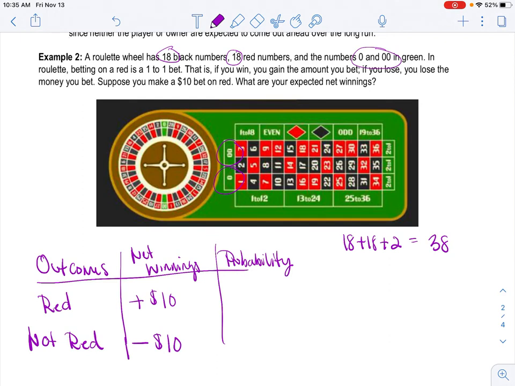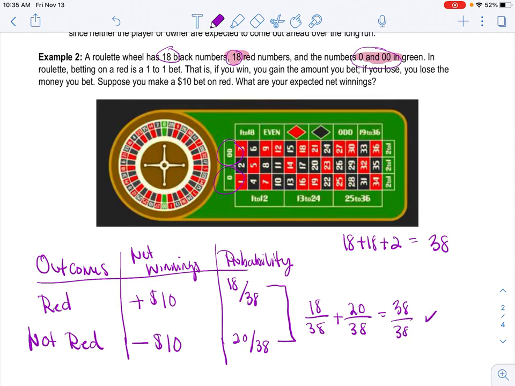Well, there are 18 ways we can land on red, so that's 18 out of 38. And not red is the 18 black and then these 2 greens, because they're also not red. And so that's why that would be 20 over 38. And one really nice thing to make sure that you got it right is to add these up and make sure it comes to 1. And it sure does.